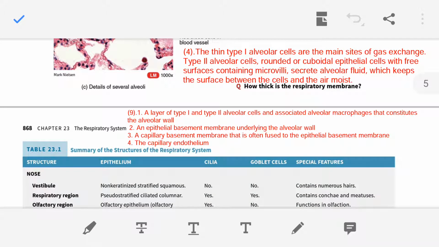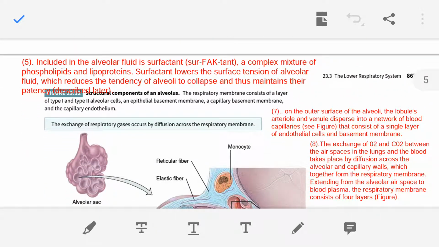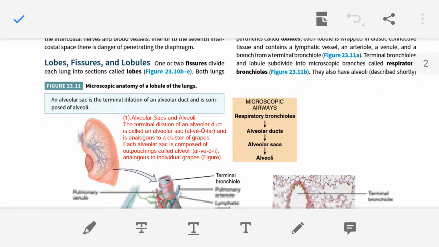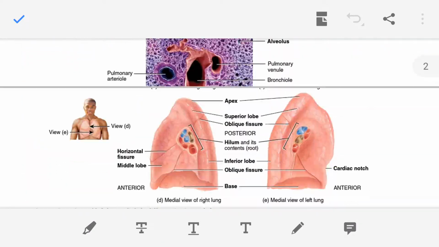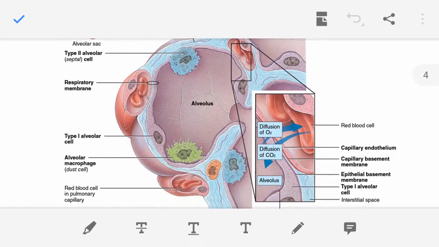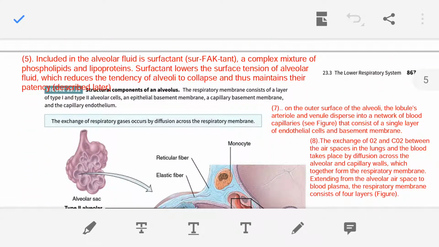Now we are discussing the 7th point. Okay, one minute. One minute, the point will come. Okay.